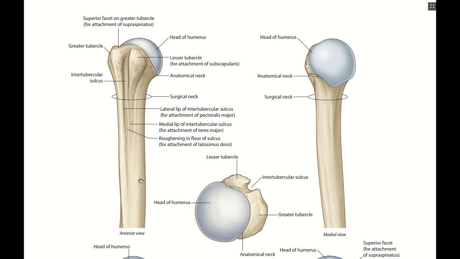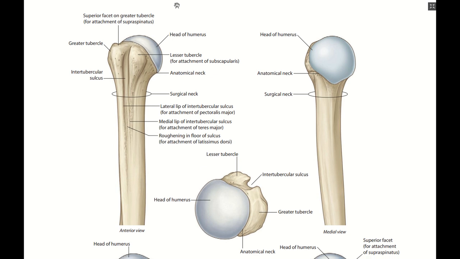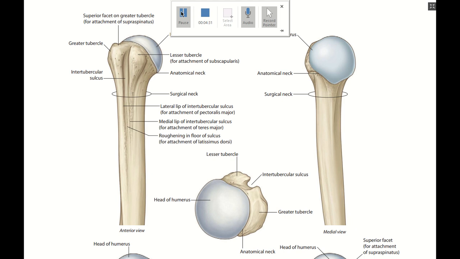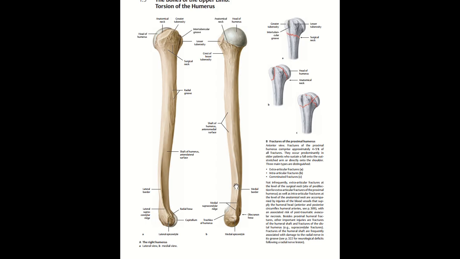Right, let's take a look at the shaft of the humerus. So this is the shaft of the humerus. At the mid of the shaft, laterally, you're going to have the deltoid tubercle, the insertion of the deltoid muscle. And then posteriorly, below the tubercle, you're going to have a groove called the spiral groove, or radial groove. In this groove, you're going to have the radial nerve and the profunda brachii artery.